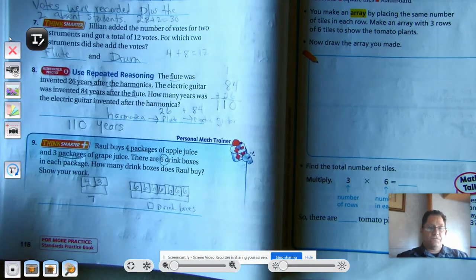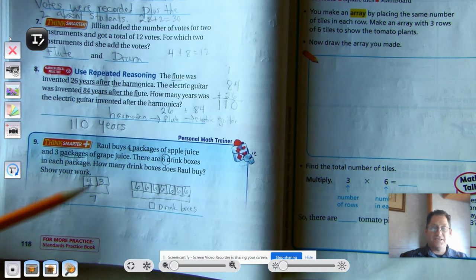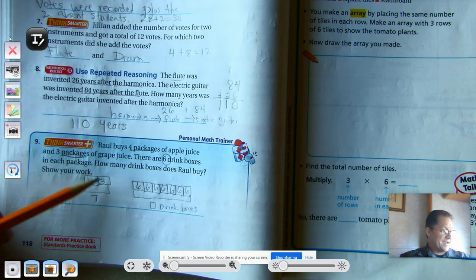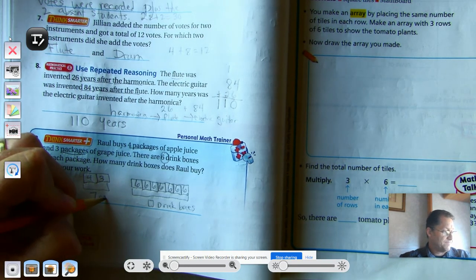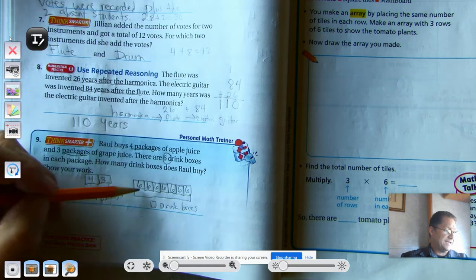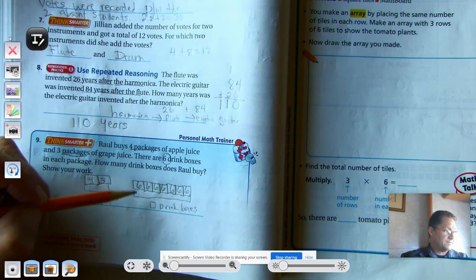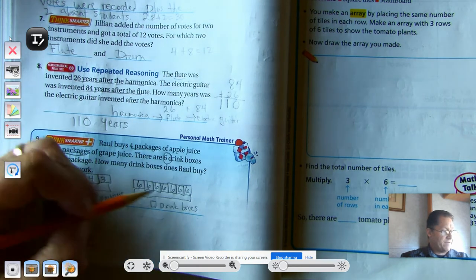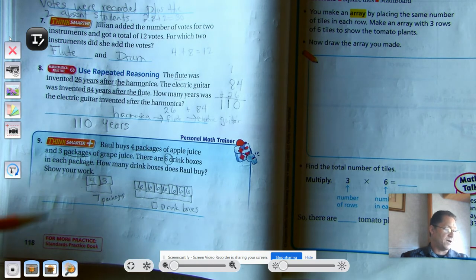Okay, so let's see what we've done so far. This bar model represents the number of packages that he bought. He bought 4 packages of apple juice, and he bought 3 packages of grape juice. So that's a total of 7 packages. Okay, and then every package has 6 drink boxes. So we would have to draw 7 boxes in our bar model. 1, 2, 3, 4, 5, 6, 7. And in every box, there are 6 drink boxes.